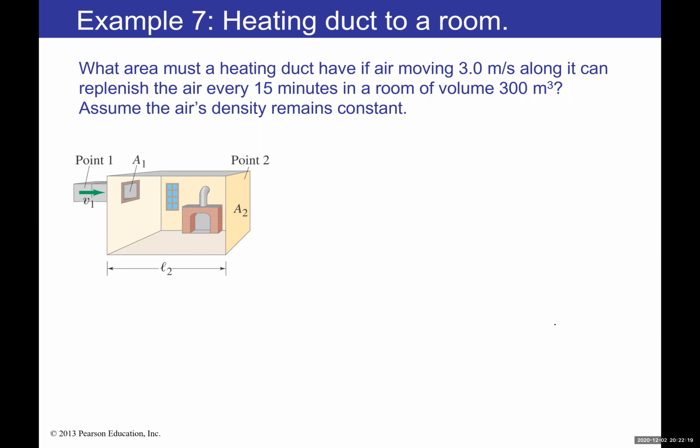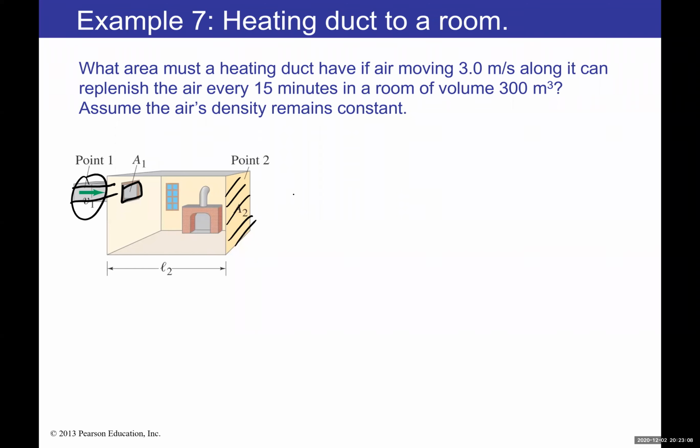All right, so we're basically given two points. One is a certain opening here, which we're given as area 1. So here's the opening, area 1, and V1 is the speed at which the air is moving through point 1. And the second is the room wall, which has area 2. What we need to do here is find what area a heating duct must have. That means we want to find A1, if the air is moving 3 meters per second along it, and it can replenish the air every 15 minutes in a room of volume 300 cubic meters.